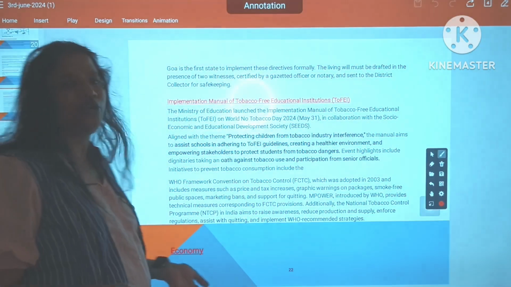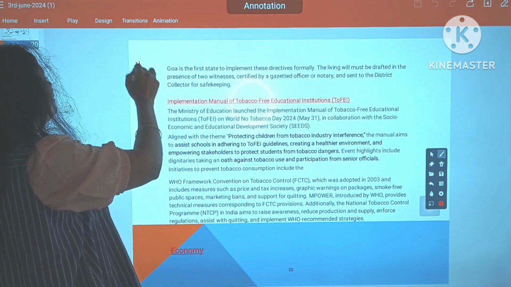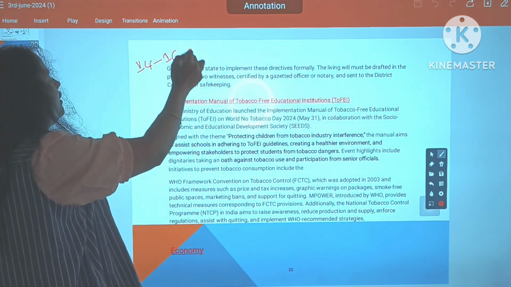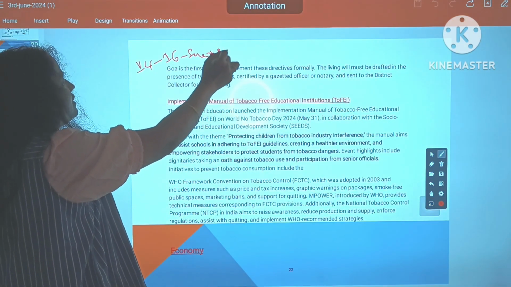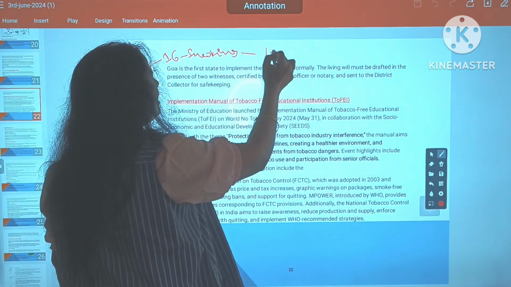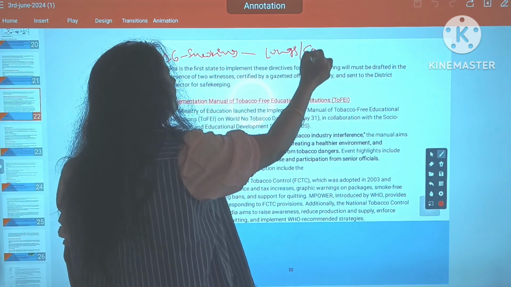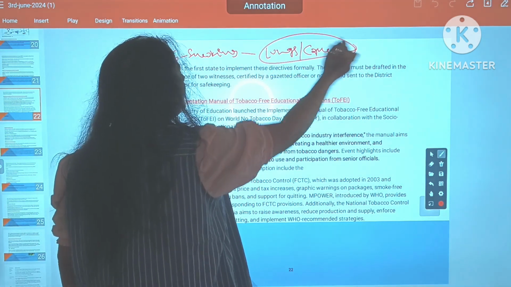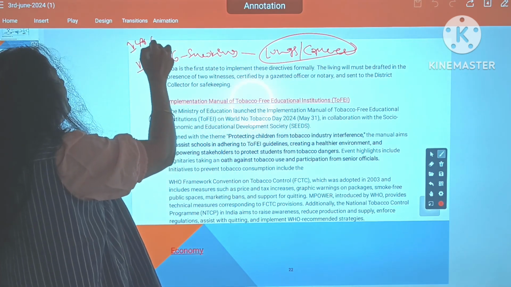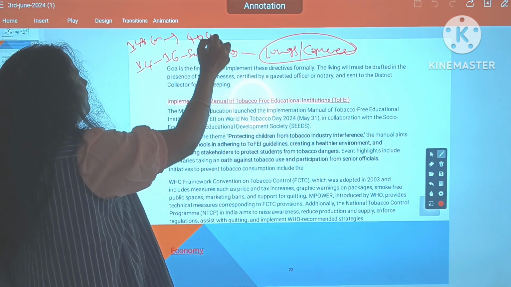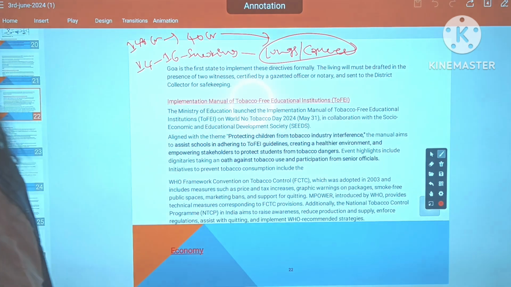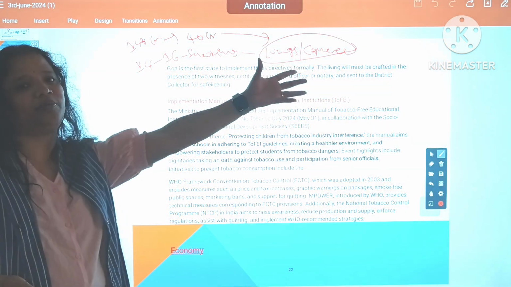Why do we have to prevent tobacco? Nowadays 14 to 16 year old kids are also smoking cigarettes. What happens after some days? They get lung problems or cancer. Suppose in the 140 crore Indian population, 40 crore people are suffering from cancer or lung disease. Then our GDP, our economy, will also be affected.